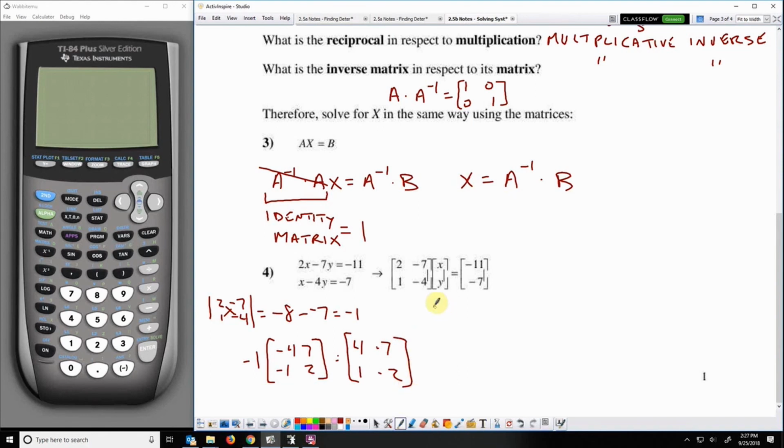If I multiply both sides here by that inverse, this side will cancel, and I'll get this: x, y equals the inverse, 4, negative 7, 1, negative 2, times negative 11, negative 7.